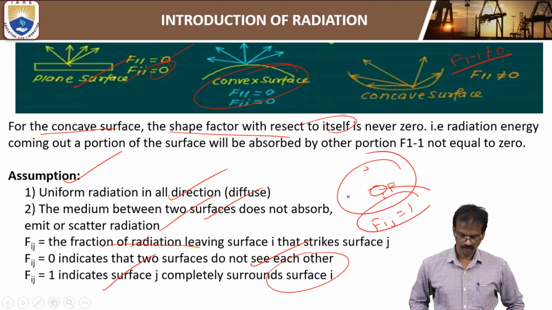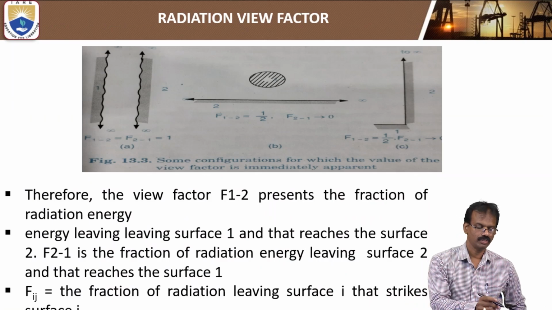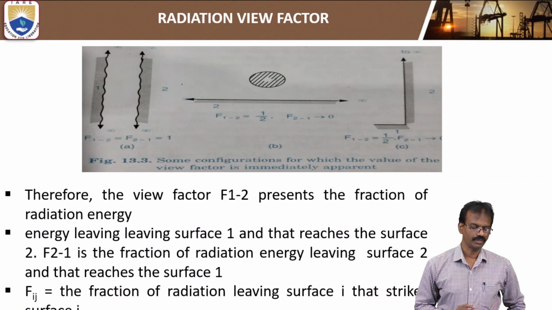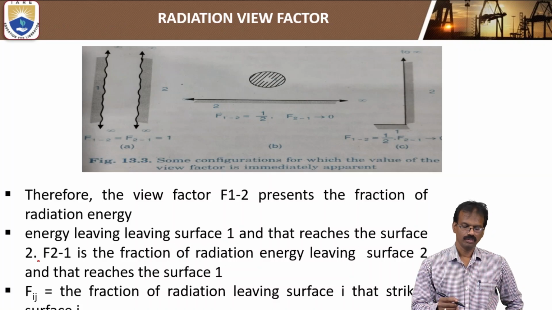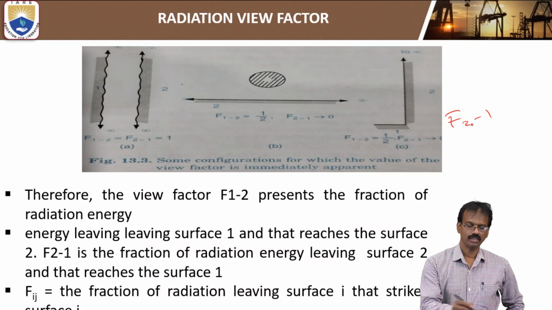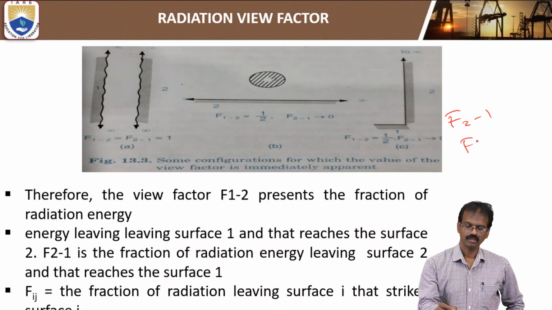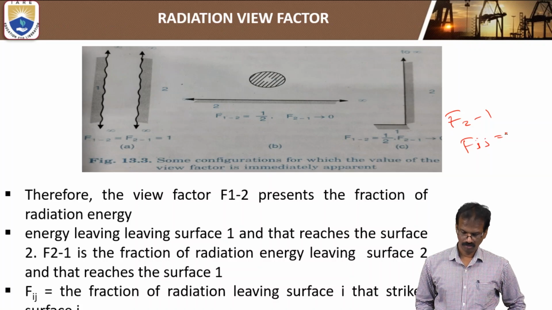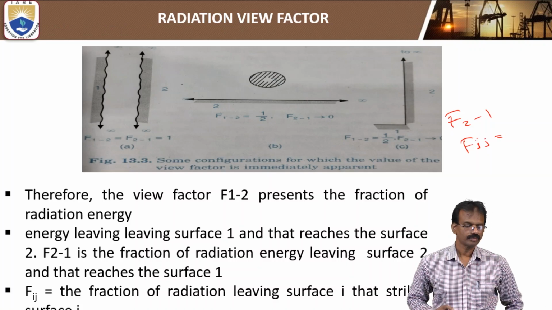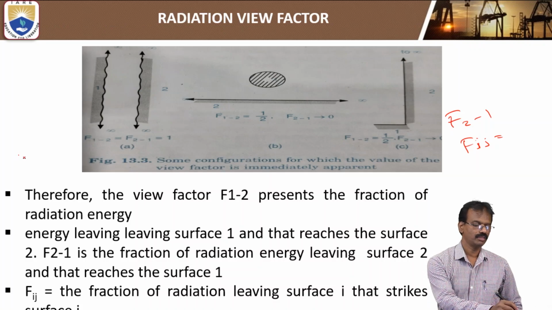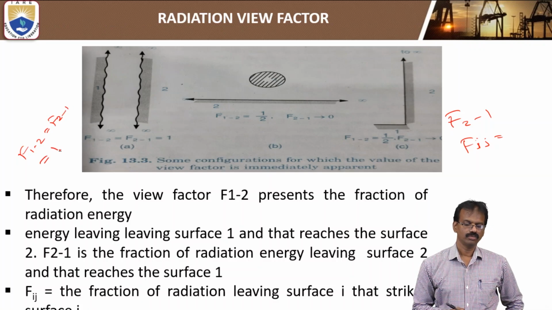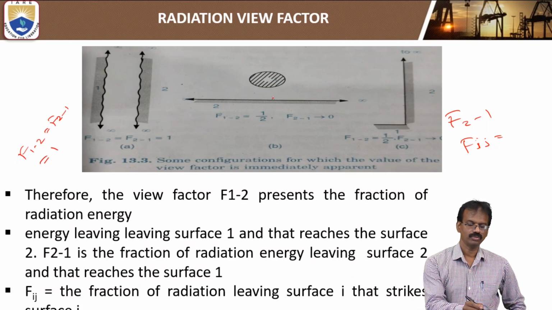How to remember this? Here you can see some cases with flat plates. F12 represents the fraction of radiation energy leaving surface 1 that reaches surface 2, and F21 shows the energy leaving surface 2 that reaches surface 1. Fij is energy leaving i and reaching j. Here, for these flat surfaces, F12 is equal to F21 is equal to 1 by 2.